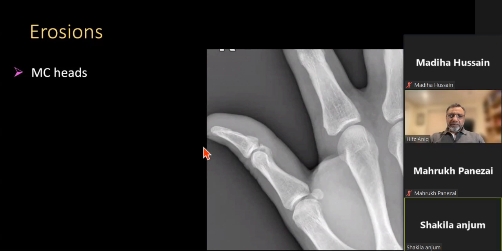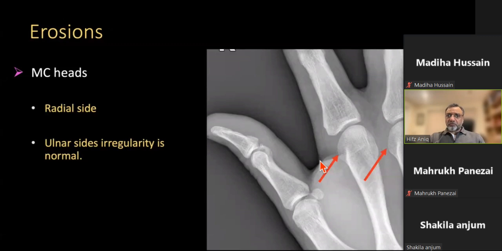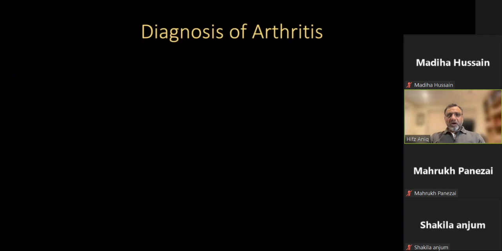Or radial side, okay? Where the erosions are, because there is natural irregularity on the ulnar side. So if you look at the ulnar side, you may miss or overcall. So on the radial aspect of the metacarpal head or any erosions. This is your first. Ulnar side is normal. So I use N for normal on the ulnar side irregularity and always look on the radial side.